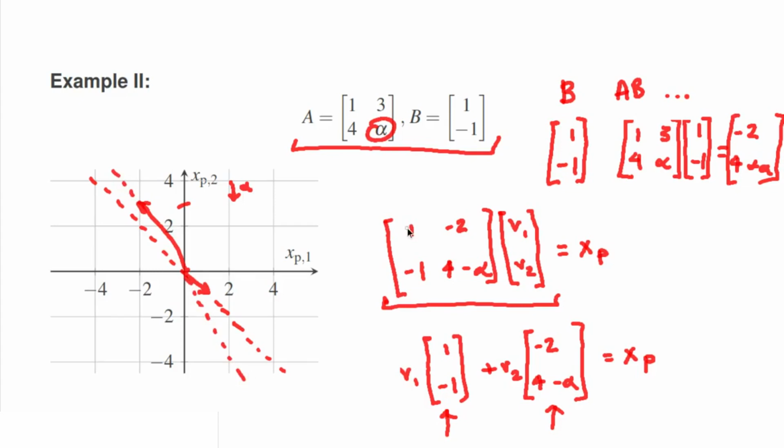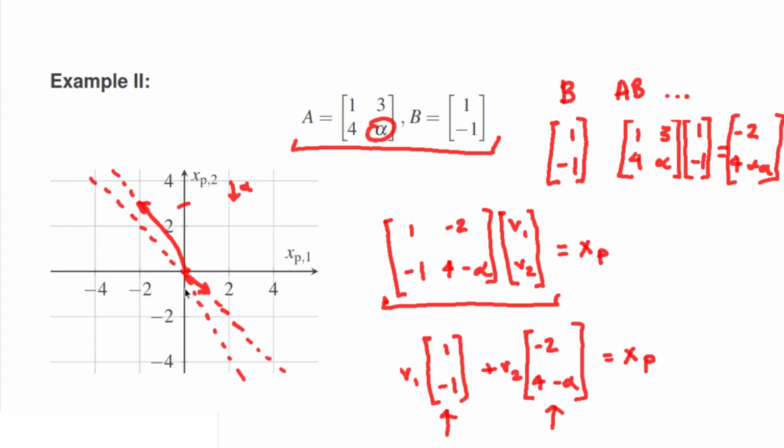And so what does this tell us? Well, it tells us that as long as these two arrows, these two vectors that correspond to the columns of the controllability matrix, are not pointing along the same line, then by appropriately picking v1 and v2, we can construct any single value xp in the state space. And that's the answer to our question. As long as we pick alpha such that these two arrows do not align with each other, then the system will be controllable. So for what values of alpha is that true?